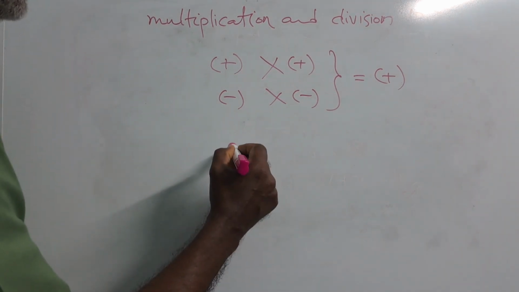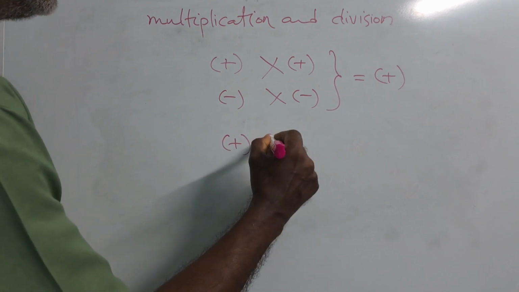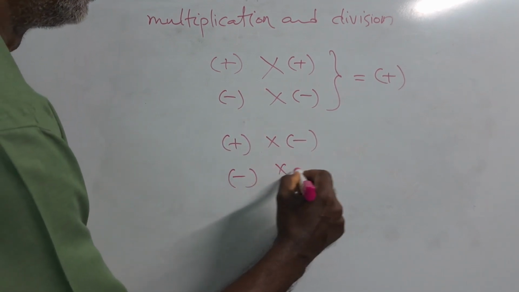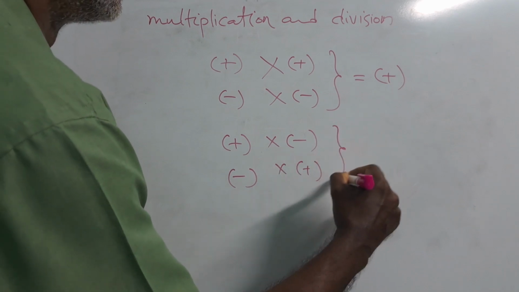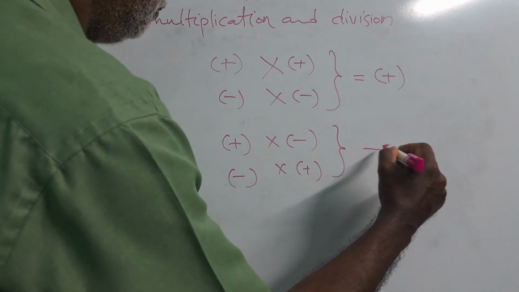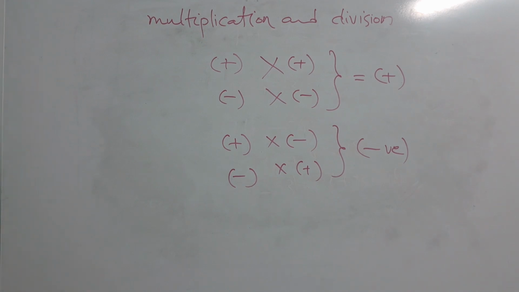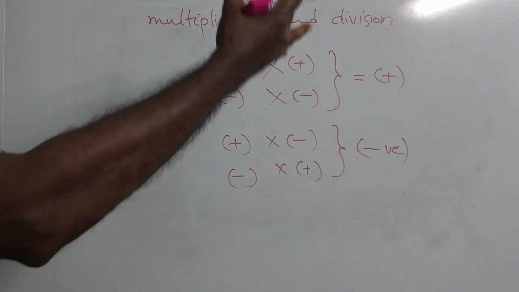And when you multiply a positive number by a negative number or a negative number by a positive number, the answer is negative. That's the rule for multiplication. Same is the rule of division.